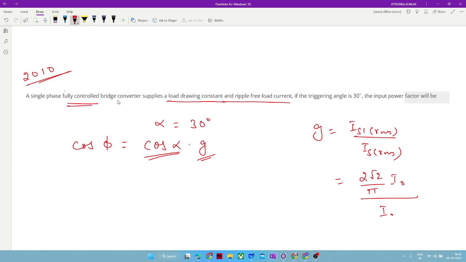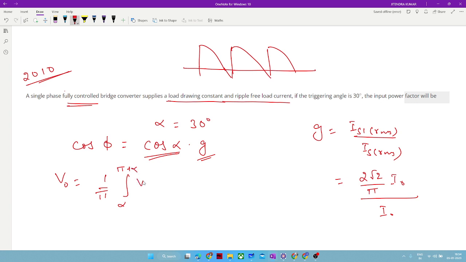And the type of load is also not mentioned. If the type of load is not mentioned, you can follow the continuous conduction kind of thing. Okay, this kind of voltage waveform will be there. So V naught also you can directly write as 1 by pi integral from alpha to pi plus alpha of Vm sine omega t d omega t. I just drew the waveform and I can write its expression just by looking at the waveform. So that should not be the issue, and you will get 2 Vm by pi cos alpha. However, this information is not required in this problem. I just wanted to show that anytime you could compute.